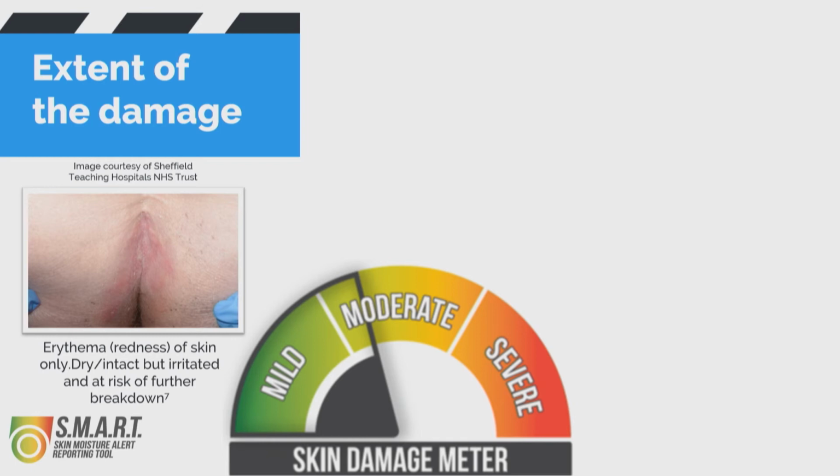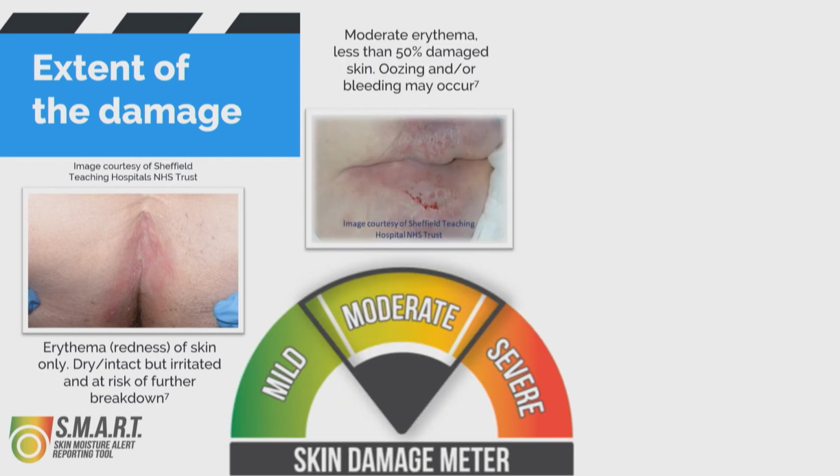It's dry, it's intact. Intact doesn't mean not damaged, but intact does mean unbroken. The skin is irritated, and at this point it's very high risk of further breakdown if the cause isn't removed. So moving into the moderate extent of damage, we're looking at perhaps a wider spread of erythema, but with less than 50% of broken damaged skin within that spread of redness. We may see some oozing of inflammatory exudate, so we may get further problems with maceration, and we may see surface bleeding or superficial bleeding if the tip of the dermis is eroded and those blood vessels are damaged.